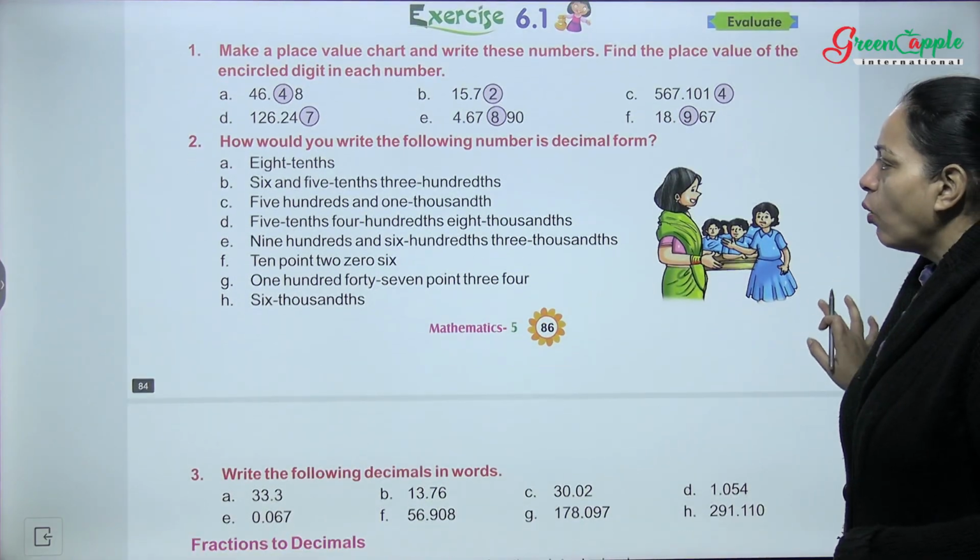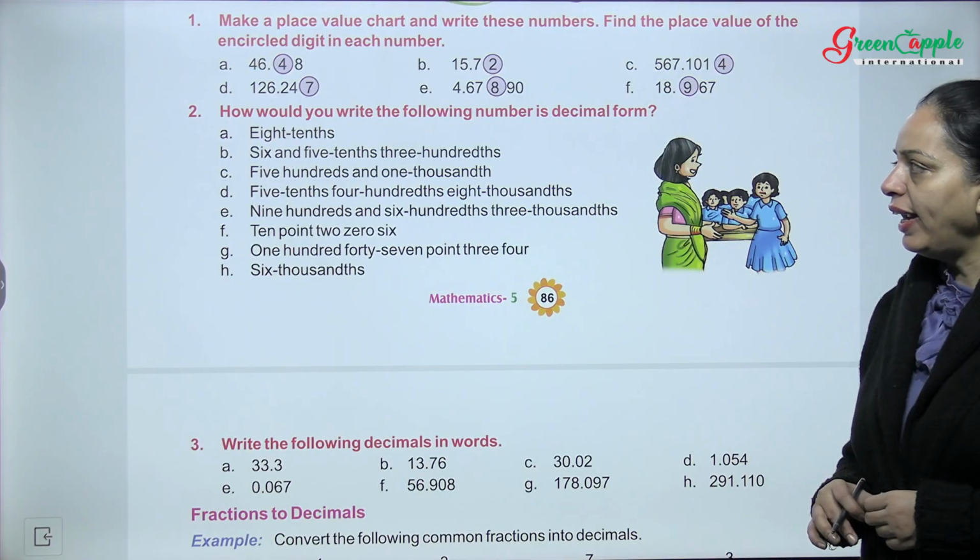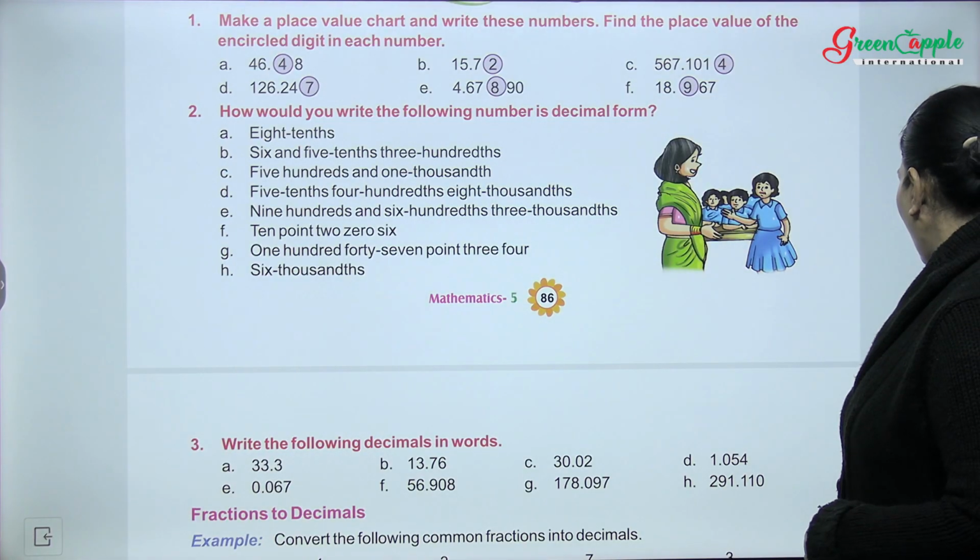Now the second one: how would you write the following number in decimal form? Like part A, 8 tenths. 8 tenths means 0.8.